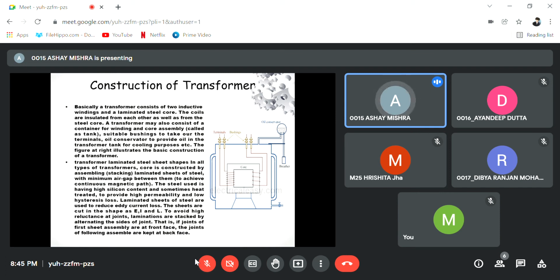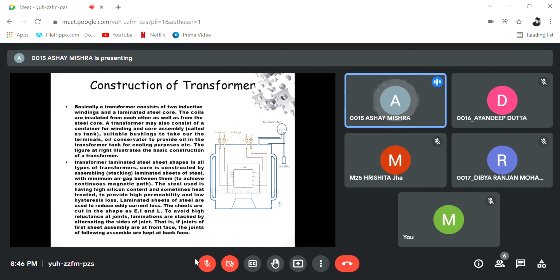Transformer laminated steel sheet shapes are used in all types of transformers. The core is constructed by assembling and stacking laminated sheets of steel with minimum air gap between them. To achieve a continuous magnetic path, the steel used has high silicon content and is sometimes heat treated. To provide high permeability and low hysteresis loss, and to reduce eddy current losses, laminated sheets of steel are used.